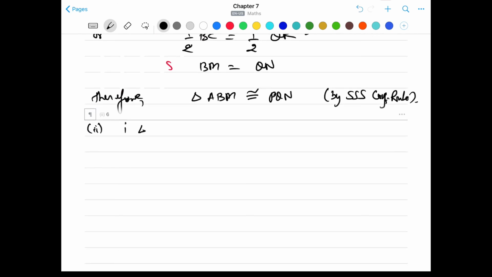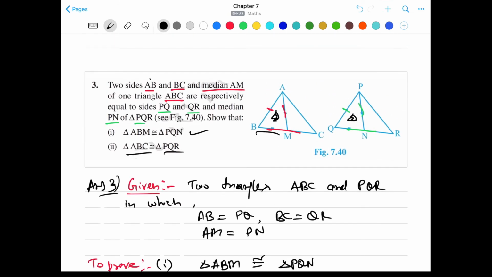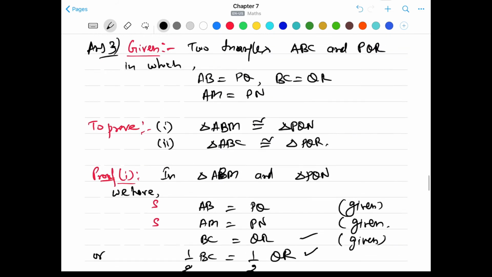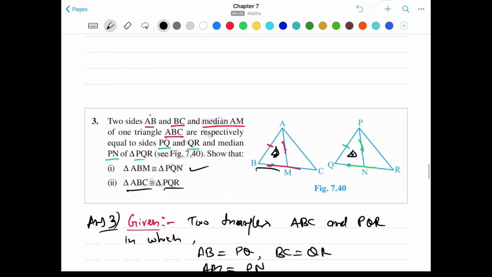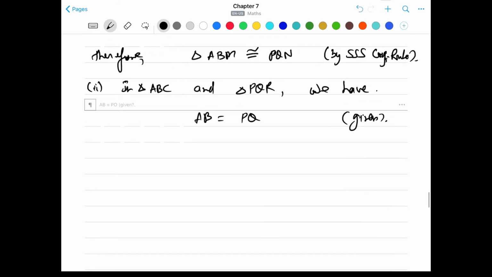Now, in triangle ABC and triangle PQR, what we have here is that side AB is equal to PQ. This is given. Then we have side BM equal to QN, which we have already proved.